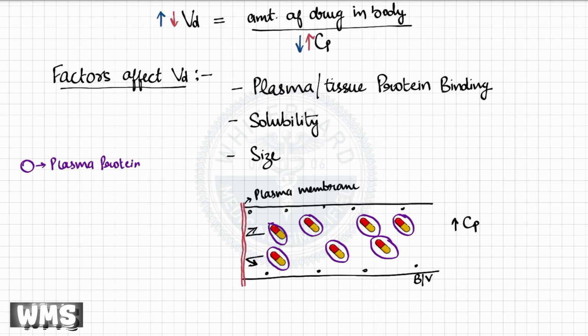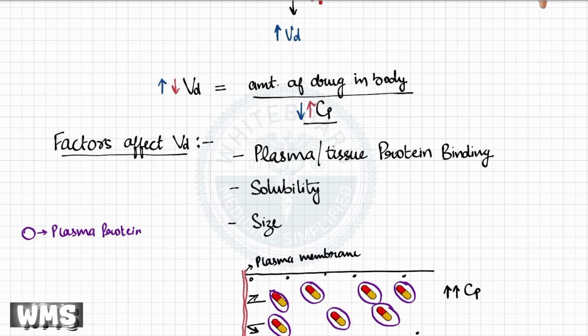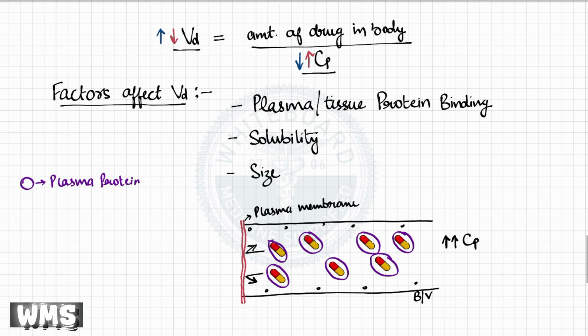Furthermore, drugs with a large molecular weight find it physically difficult to pass through biological membranes, which again favors retention in the blood rather than distribution into tissues. Now, if we look back at the equation for volume of distribution, it becomes clear that when plasma concentration of drug becomes high, the calculated volume of distribution will be low. This perfectly explains why these drugs show a low volume of distribution.